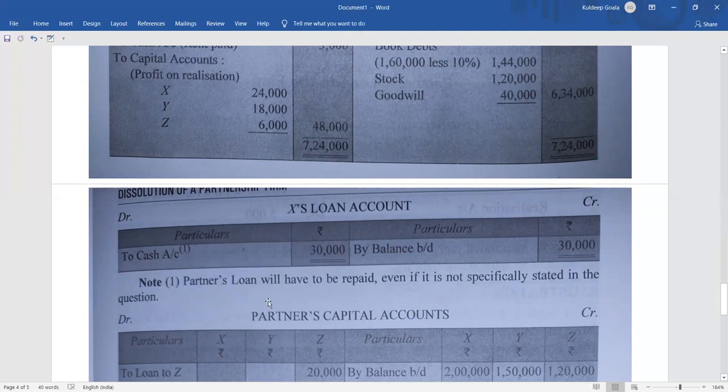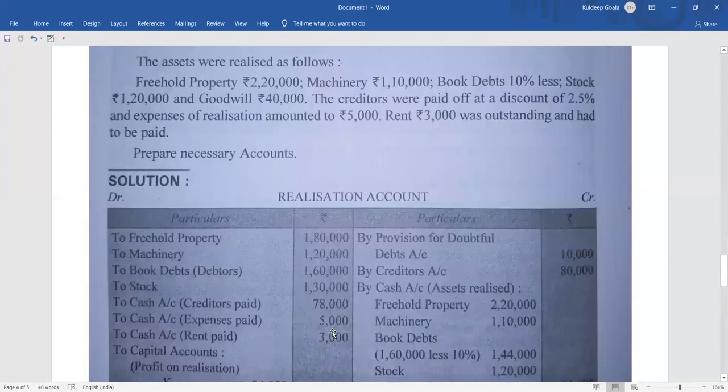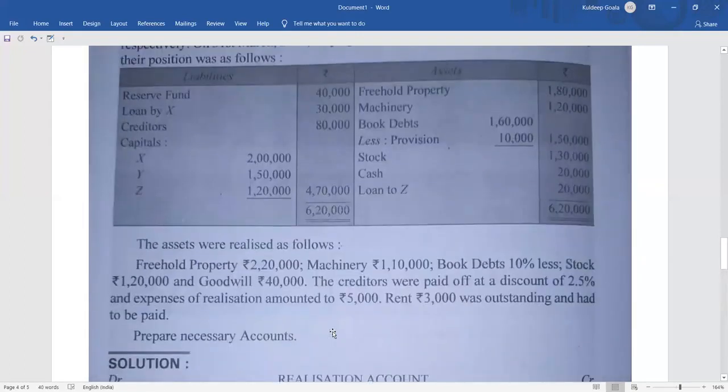If there is no specification, we are going to pay it through cash, as I already told you. If there is a specification to pay it through capital, then it will go to the capital, but here no information is given, so it will be paid directly through cash. I hope all of you understood the loan account. It's very simple. Then coming to the next one, if it is not clear, you can clarify.